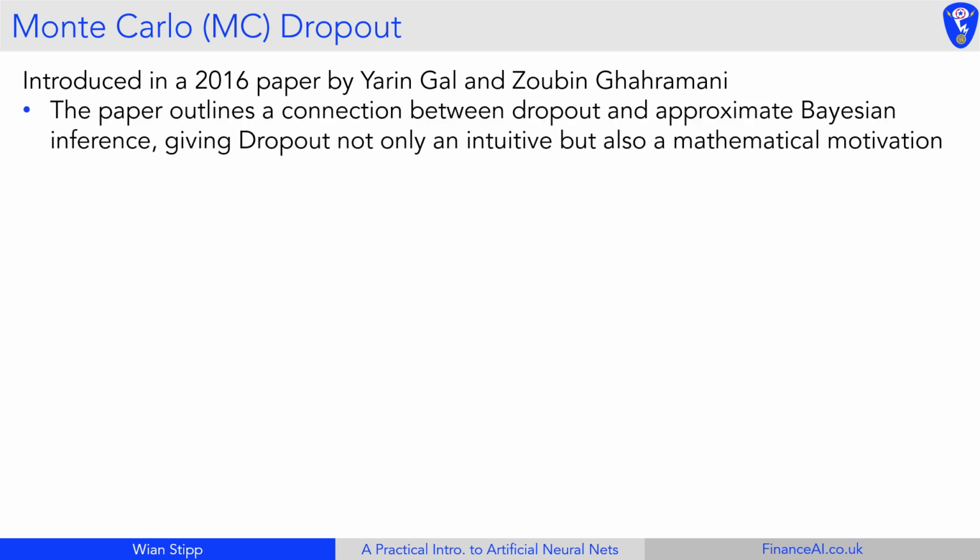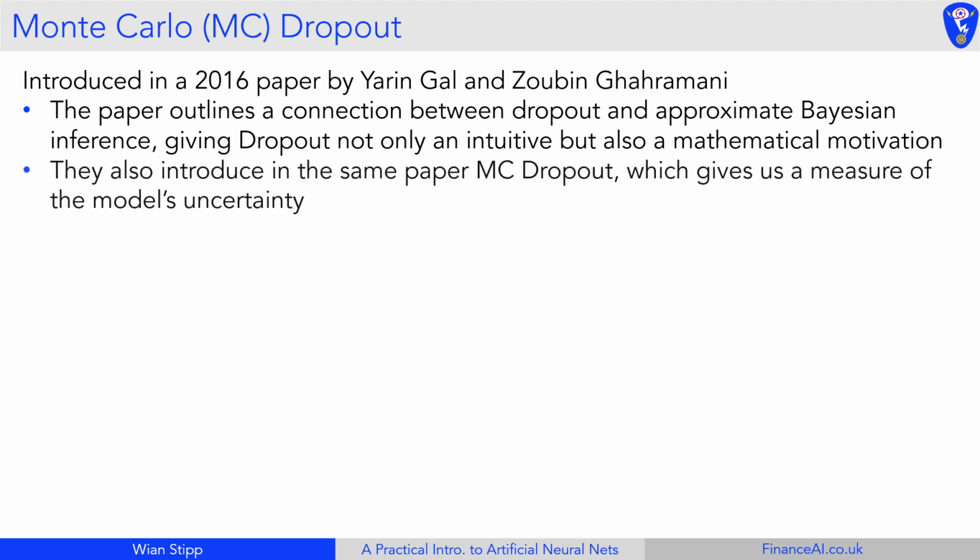and it gives an outline between dropout, which is an intuitive method, and also approximate Bayesian inference, which gives it a mathematical motivation. And in the same paper, they introduce MC dropout, or Monte Carlo dropout, which gives a measure of the model's uncertainty, which is extremely useful in risk-sensitive applications. Okay, how do we implement Monte Carlo dropout?